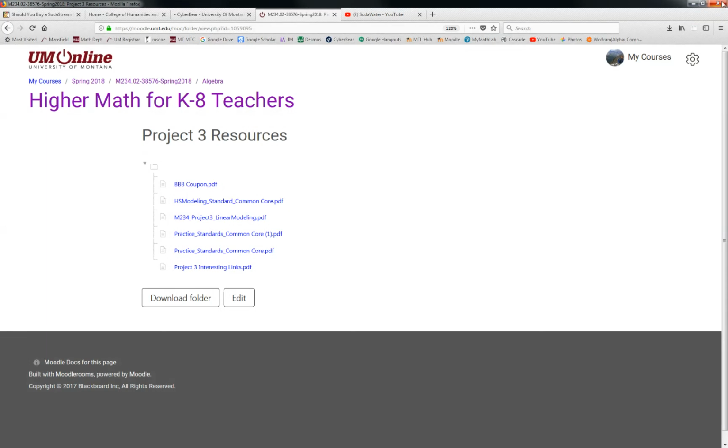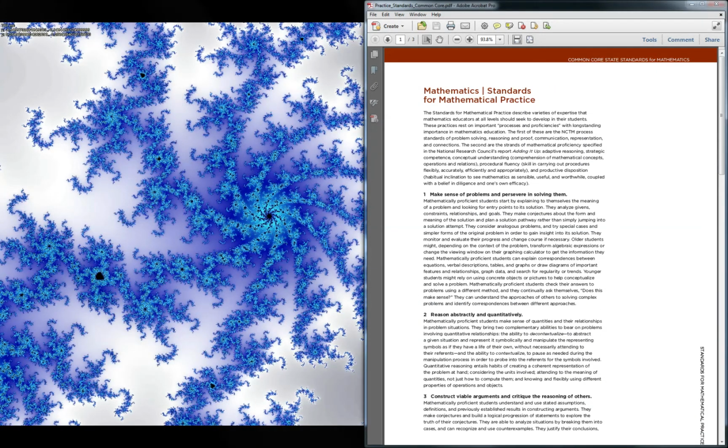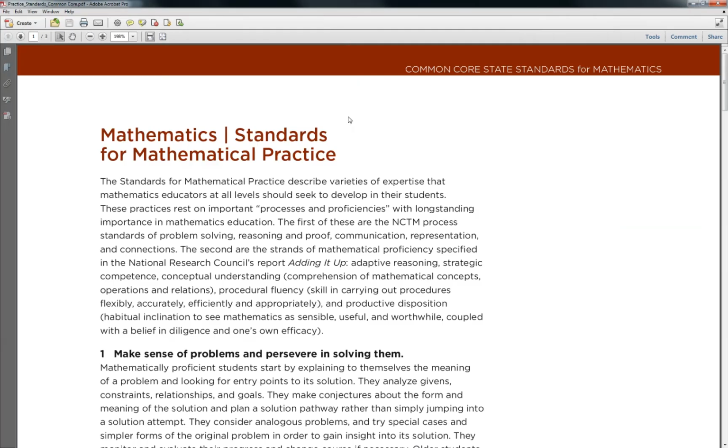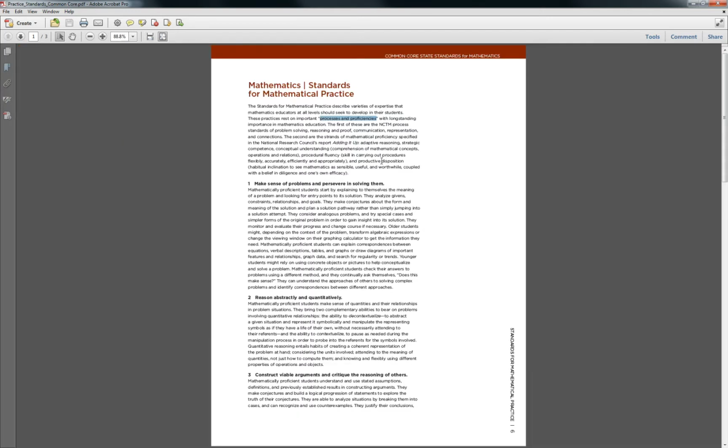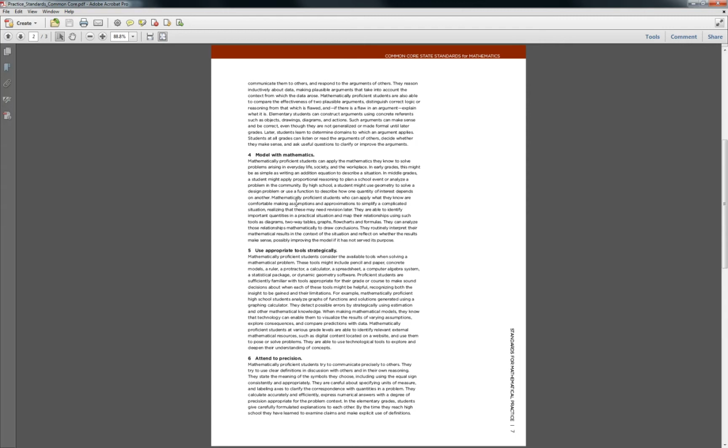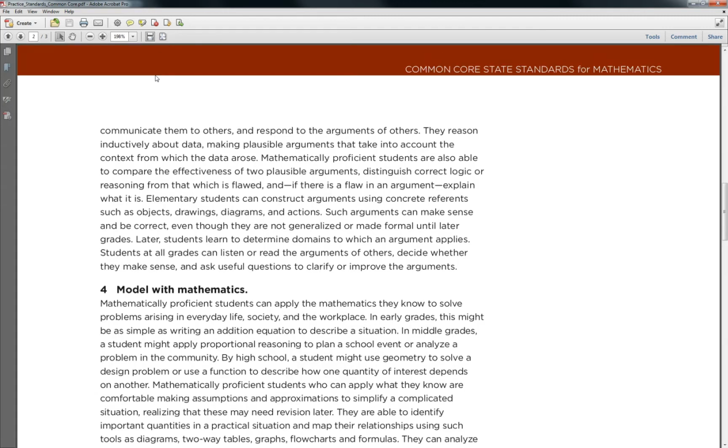Okay, so that is what you have there in terms of the Project 3 linear modeling. I did want to let you know that I have copied off the pieces of the Common Core that include modeling statements. So here are the standards for mathematical practice in the Common Core. These are processes or proficiencies that you should encourage in your students according to the Common Core. And the one that includes modeling is number 4, so it's on the second page.